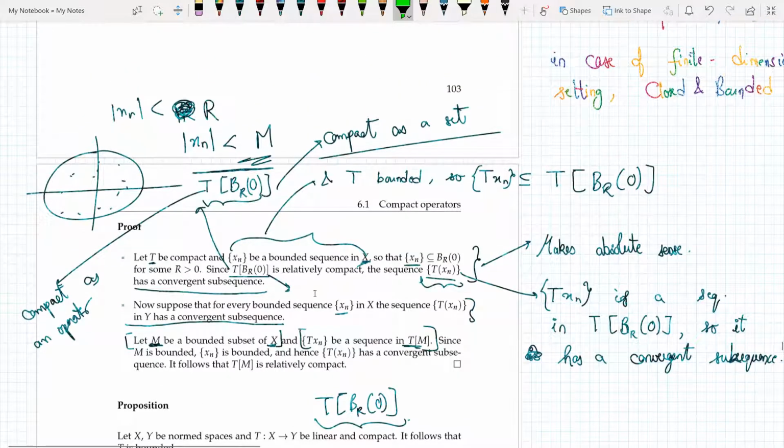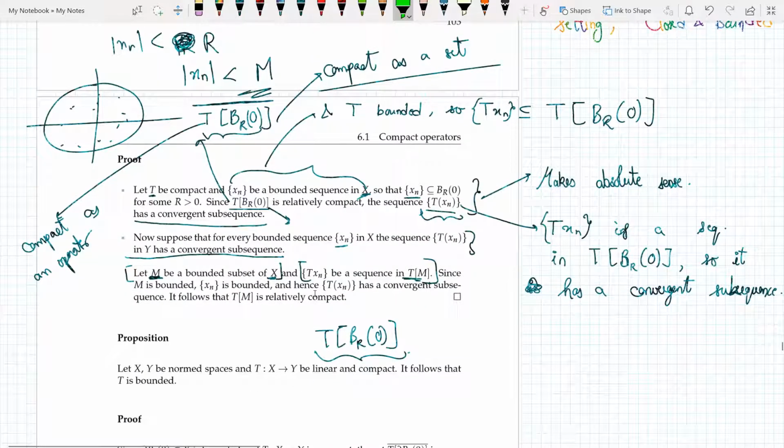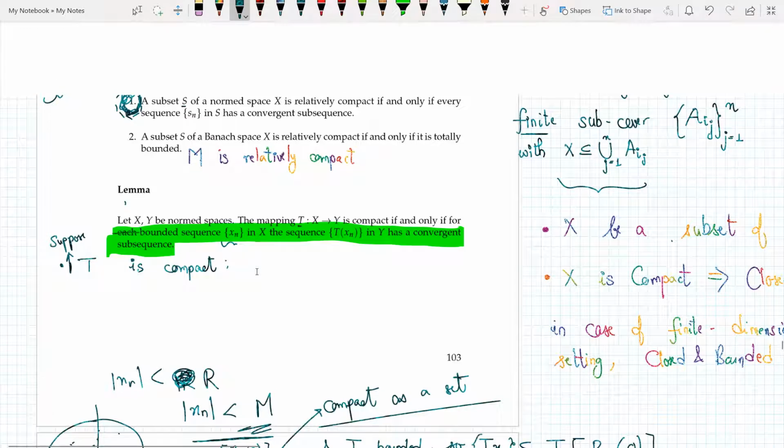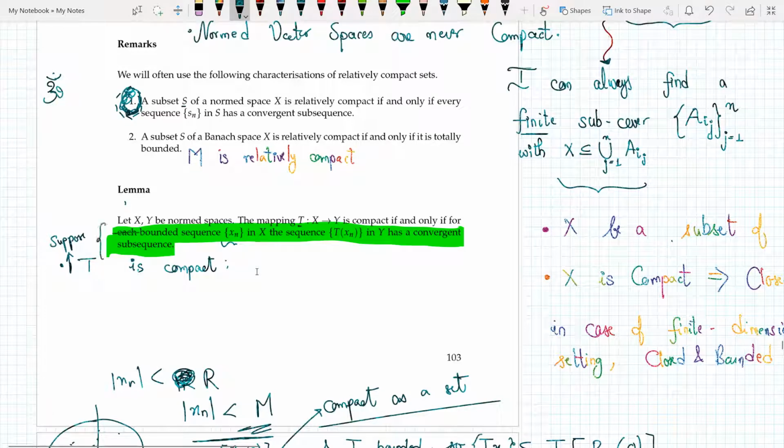Now since M is bounded, I can say that xn is bounded, of course. This is a very trivial fact. And since xn is bounded, I have that Txn has a convergent subsequence. So I have this condition given now. I know that xn is bounded and I know that Txn has a convergent subsequence.